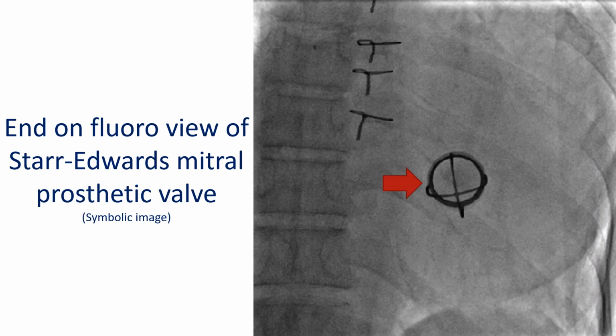Other rare causes of prosthetic valve regurgitation are strut fracture with leaflet escape and perforation of the prosthetic valve leaflets. These occur due to degradation of the material used for manufacturing the prosthetic valve. Fluoroscopy and CT scan may be useful in identifying these complications, which may not be evident on echocardiography.